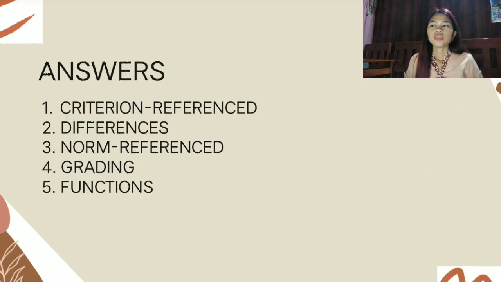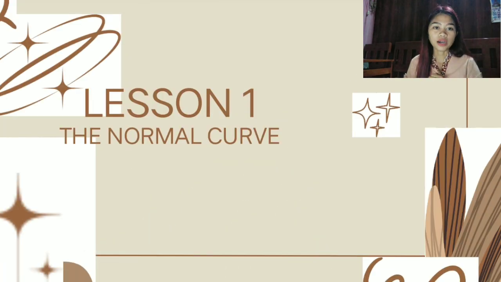Here are the answers. Number 1, we have criterion reference. Number 2, we have the differences. And number 3, norm reference. And number 4, we have grading. And lastly, number 5, we have fractions. So now let's proceed to lesson 1, the normal curve.